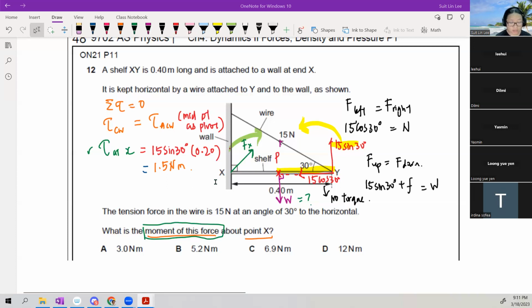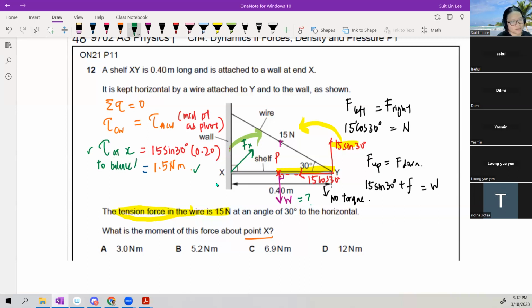Oh, I think I overthink it already. This is called baca soalan salah, or in Malay, read the question wrongly. Tension force in the wire is 15 Newton. By the way, this is correct. This is the tension, the torque at X. Torque at X to balance or to cause the equilibrium.